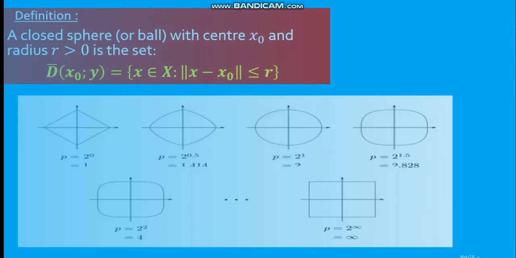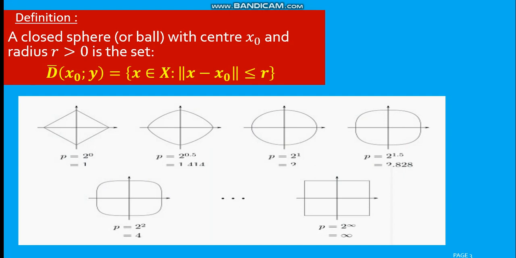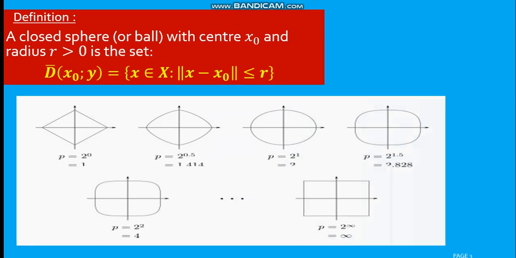Now next is when it is closed. Closed means the boundary is also enclosed, right? So you can see here different types of closed balls. So we have B bar equal to the set of all x belongs to capital X such that norm of x minus x naught is less than or equal to r.